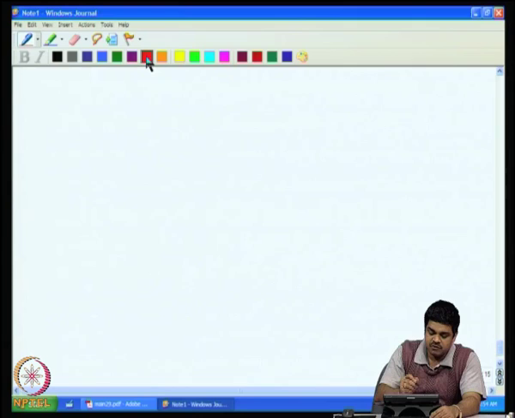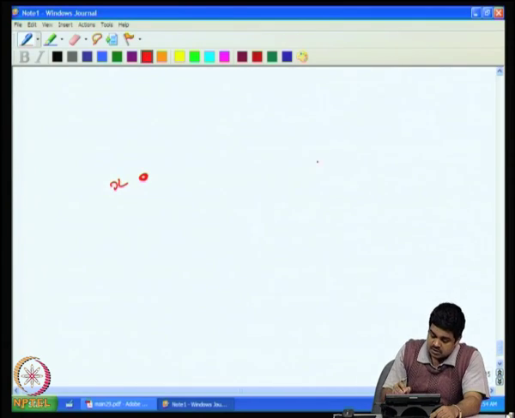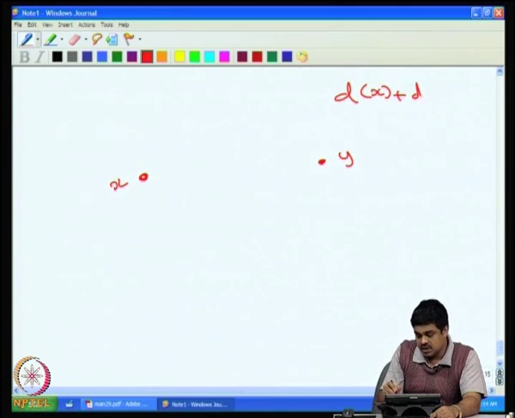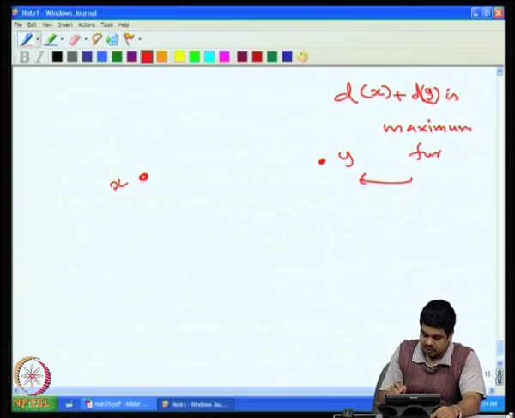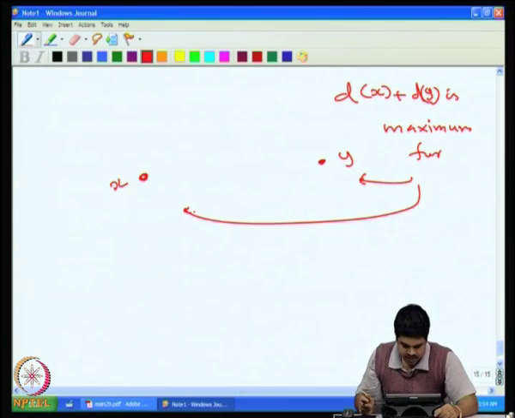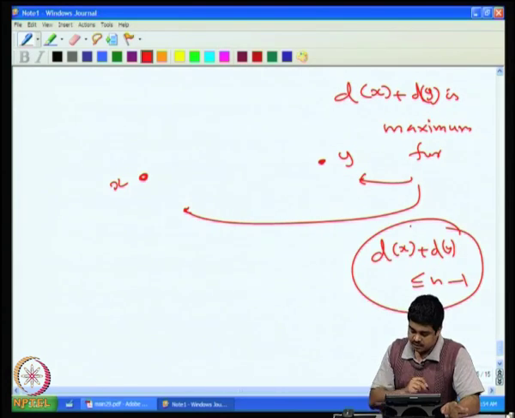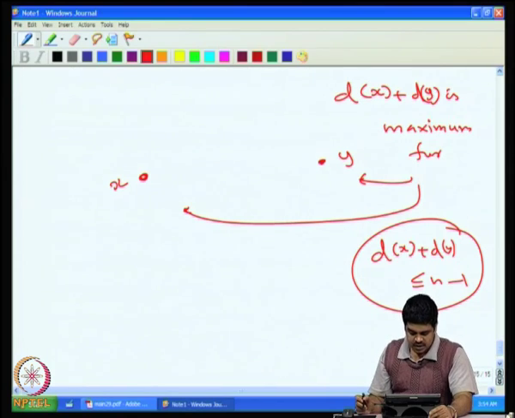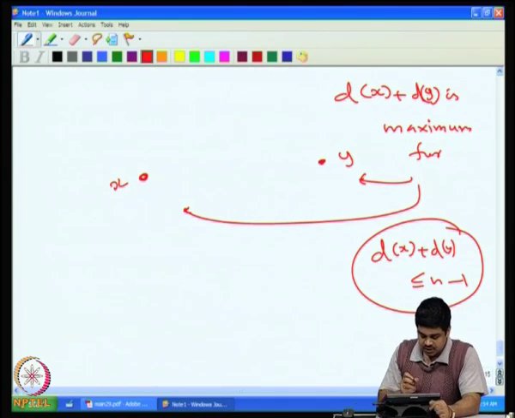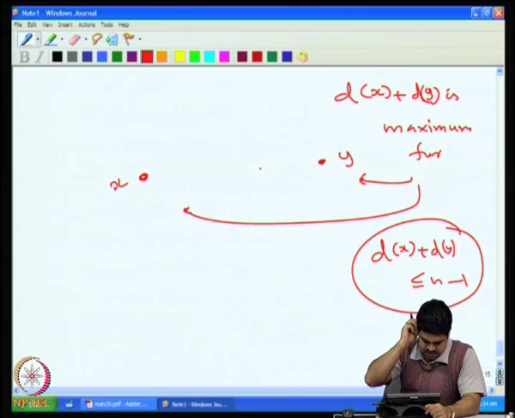So, let x and y be selected such that, among all the non-adjacent pairs, d(x) plus d(y) is maximum for this x and y. Now, of course, we know d(x) plus d(y) is indeed at most n minus 1, otherwise we would already have a Hamiltonian cycle. Now, we will see what Chvatal's condition can say about these vertices.